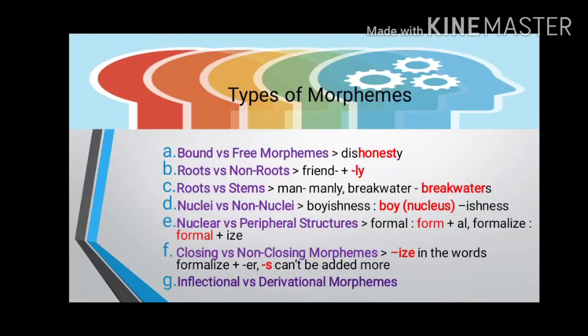A closing morpheme means that nothing can be added after it, like when we have the suffix s. It means that when we have studies, we cannot change it into studiser, only studies. When we have a morpheme ize or suffix ize at the end of a word, like in formalize, we still can add another suffix er as in formalizer. So it means that this suffix is called a non-closing morpheme. Another type of morpheme is inflectional and derivational morpheme, which we will discuss in the next presentation.